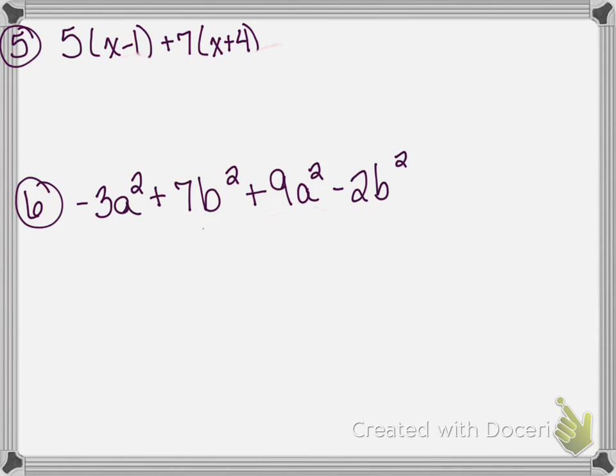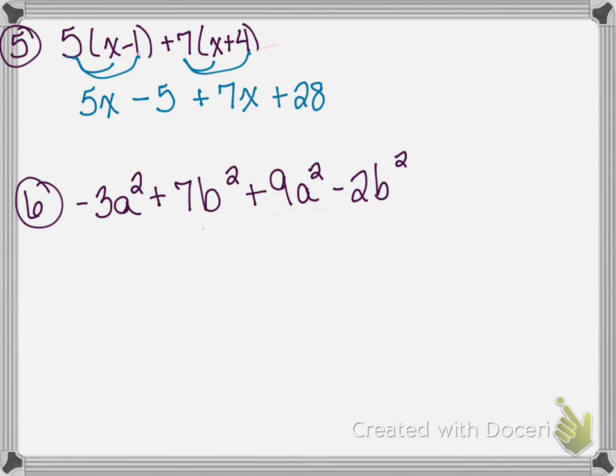Now, we've now jumped from computation, where we don't have any variables at all, to simplifying. So you kind of always look for distributive property when we're simplifying. So here I've got 5 that I've got to distribute. Okay, and then I've got a 7 that I've got to distribute. 5 times x is 5x. 5 times negative 1 is negative 5. 7 times x is 7x. 7 times 4 is 28.